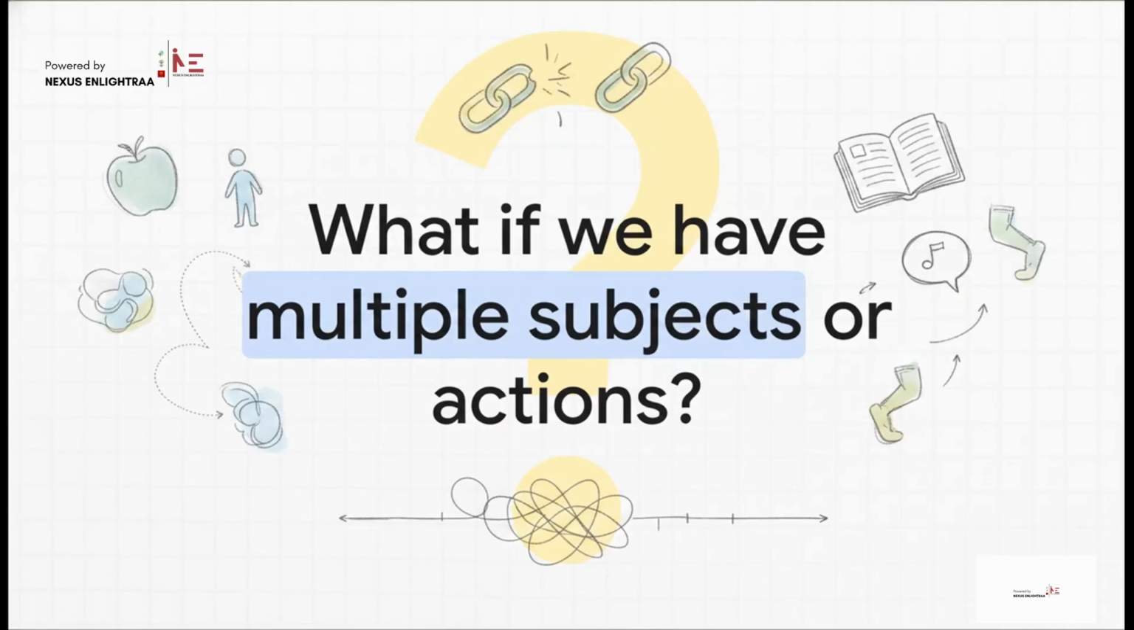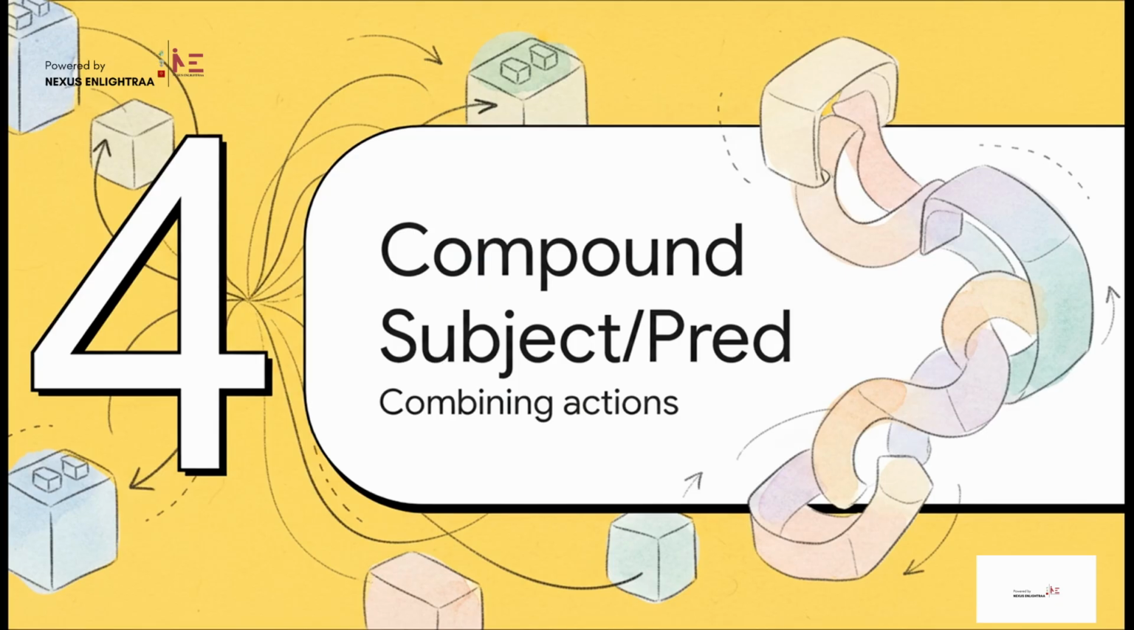Now, this brings us to a really fascinating question. What happens when we want to talk about more than one subject or more than one action at the exact same time? How do we say that without everything getting totally confused? Well, that leads us perfectly into our final section, compound subjects and predicates. Let's see how we combine these building blocks.